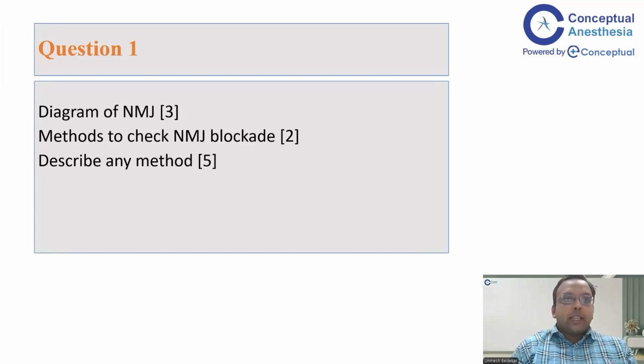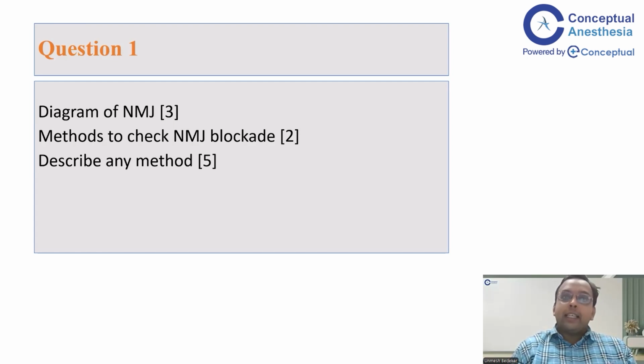First question is regarding the diagram of a neuromuscular junction and what are the different methods to check the neuromuscular junction blockade. Basically, after we give a non-depolarizing muscle relaxant like atracurium, we develop intubating conditions favorable for the patient for us to pass an endotracheal tube. And whether the patient is completely relaxed or not is checked by us by methods like train of four.